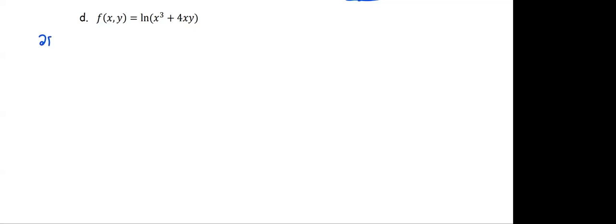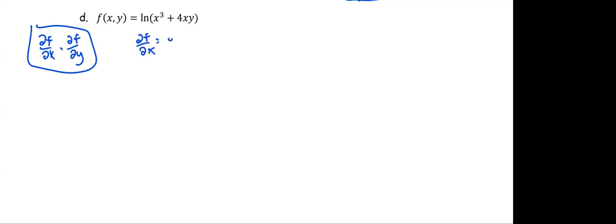Find the partial derivative with respect to x and the partial derivative with respect to y. For the partial derivative with respect to x, which is the partial derivative with respect to x of the function natural log of x to the third plus 4xy.